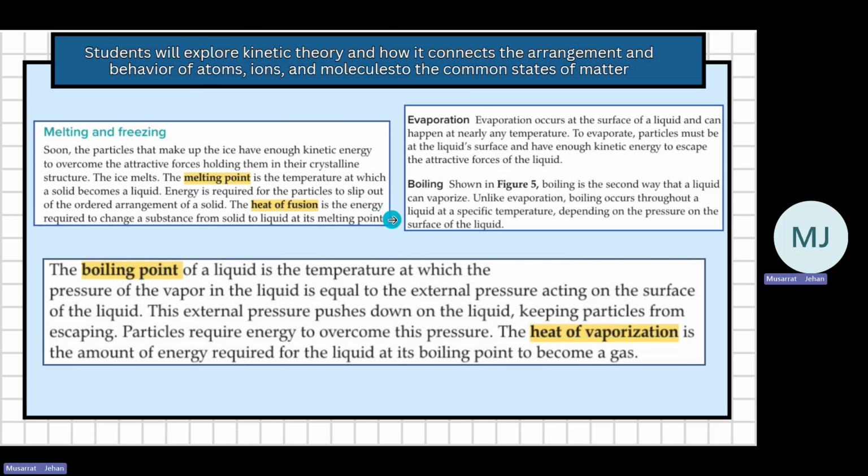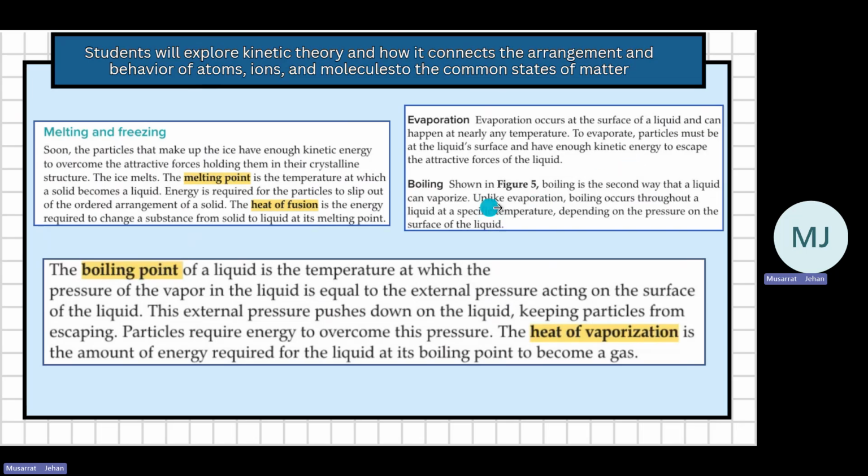Evaporation and boiling both are changing of a liquid to gas. They are different because evaporation occurs at the surface. It does not happen throughout the liquid. It happens at the surface and can happen at any temperature. It does not need the boiling point. It can take place at any temperature. They just move to the surface and they have some kinetic energy, so they move out.